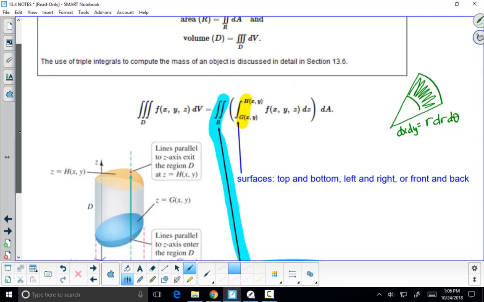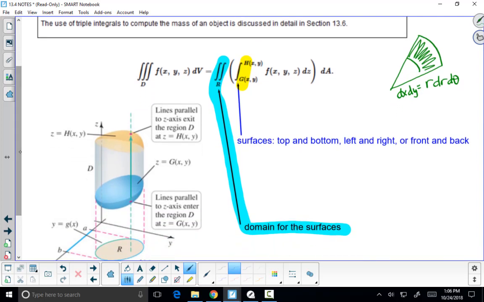And when we are working with triple integrals, the innermost integral is always going to represent our surfaces. So if it's dz on the innermost, then we're talking about a lower surface and an upper surface. If dx is on the inside, then we're talking about a back and front situation. If dy is on the inside, we're dealing with a left and right situation.